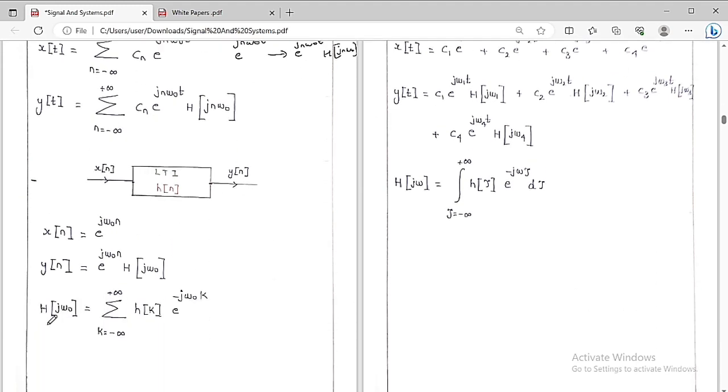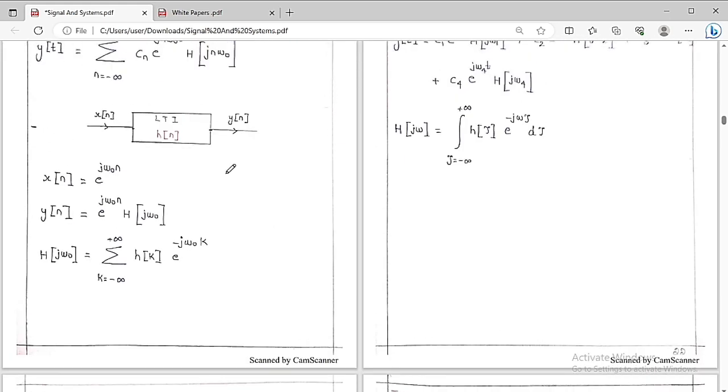Then h of j omega naught is nothing but the Fourier transform, which will be different. The discrete time domain is different from the continuous time domain. It is sigma k equals minus m to plus m of h of k into e to the power of minus j omega naught k. This is for the discrete time domain and the other one is for the continuous time domain.